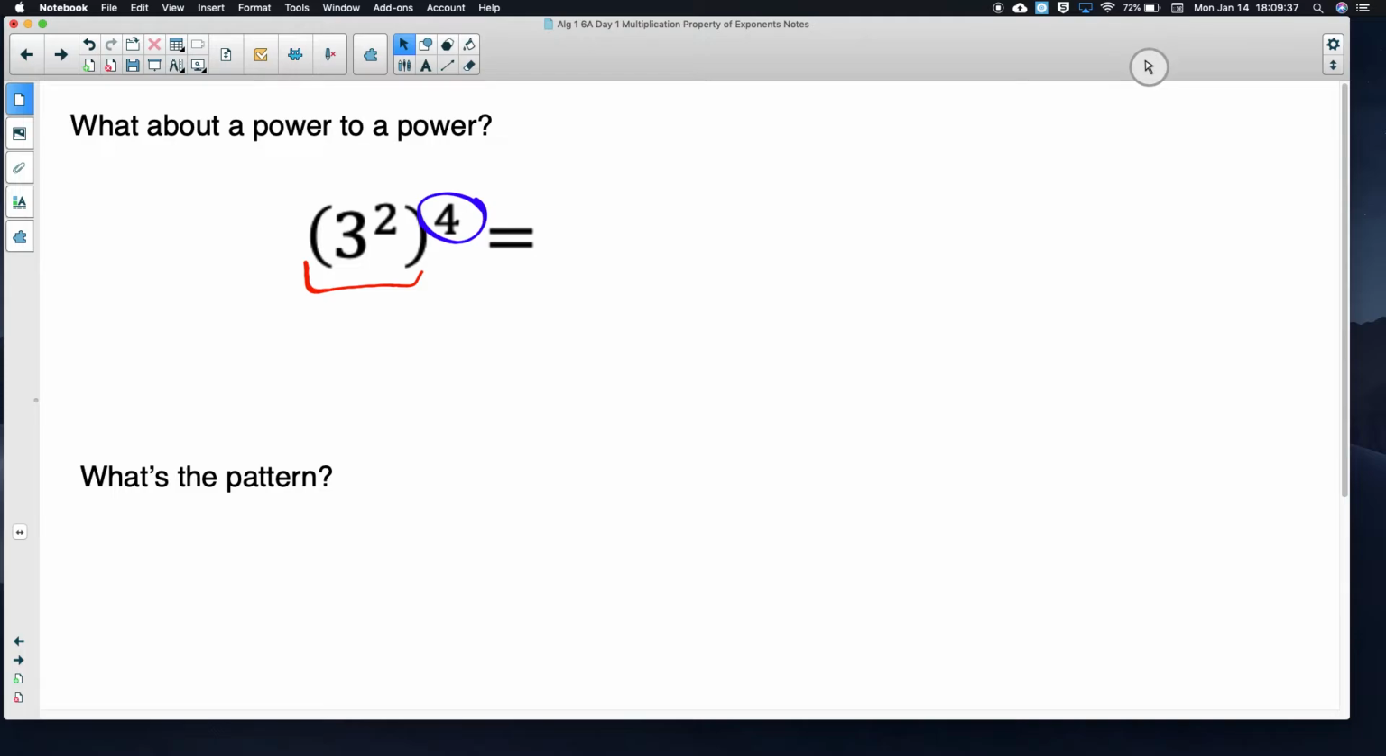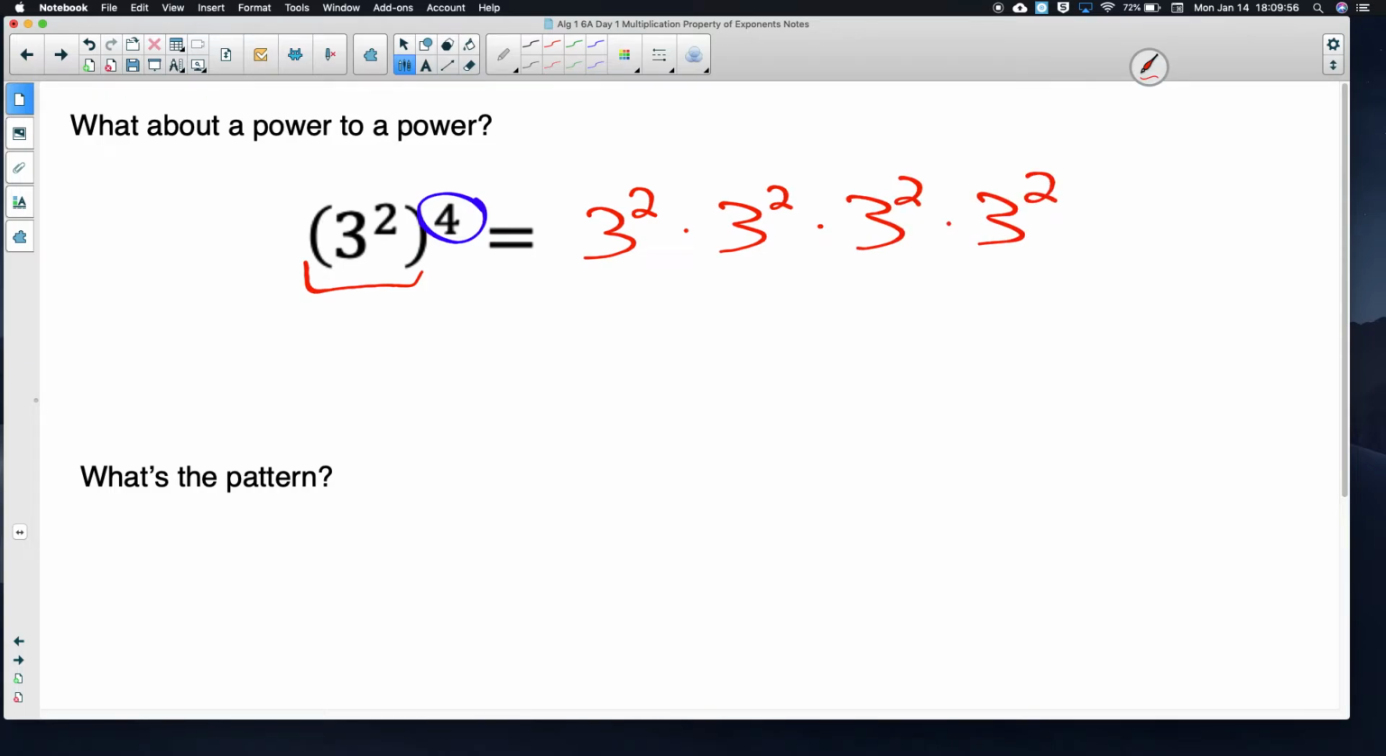Well, once again, what we want to look at is the expanded version. What is this saying? Well, this is saying my base, which is 3 to the 2nd power, is being multiplied by itself 4 times. So I've got 3 squared times 3 squared times 3 squared times 3 squared. Well, using what we just learned, I can keep the base the same, and then I can add all these exponents. 2 plus 2 plus 2 plus 2, that's going to give me 8. So 3 squared raised to the 4th power simplifies to give me 3 to the 8th power.